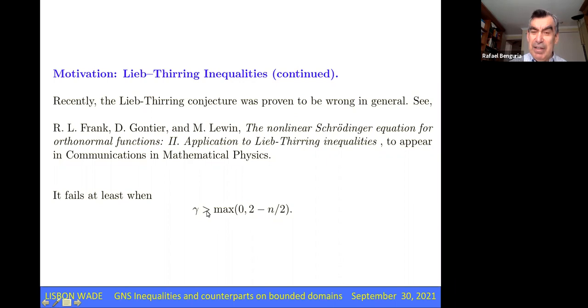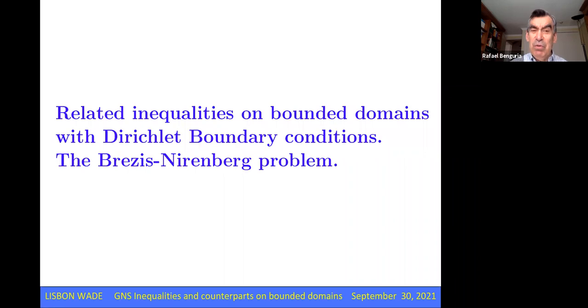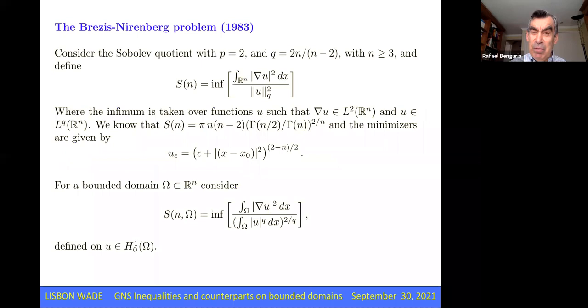Okay, so I'm going to go to the second part now. I'm going to go to the counterparts on bounded domains. And in particular, I'm going to mention two cases, the Dirichlet boundary conditions on bounded domains, and the corresponding Euler equations with Dirichlet boundary conditions, and also with Neumann boundary conditions. So I'm going to start with Dirichlet boundary conditions first. And I'm going to mention a very important problem, which is the Brezis-Nirenberg problem.